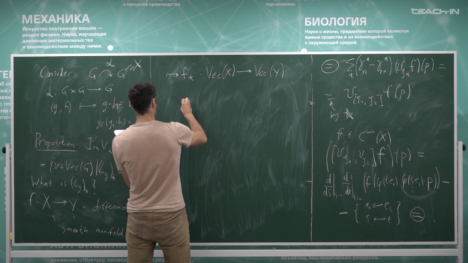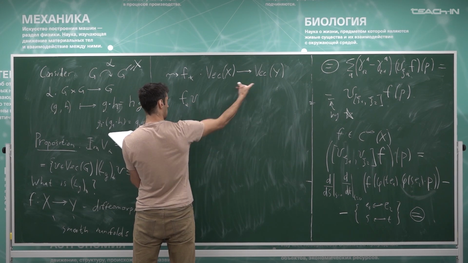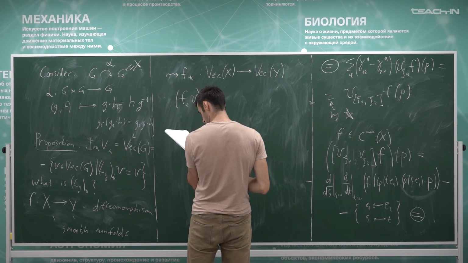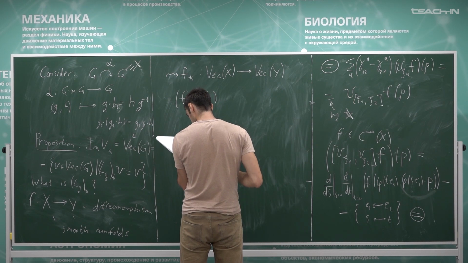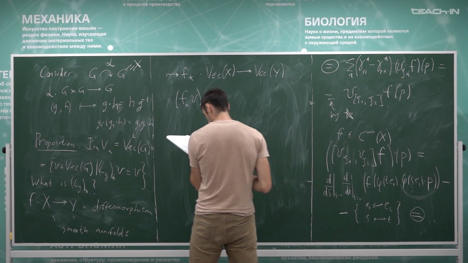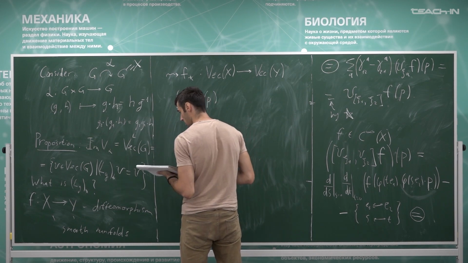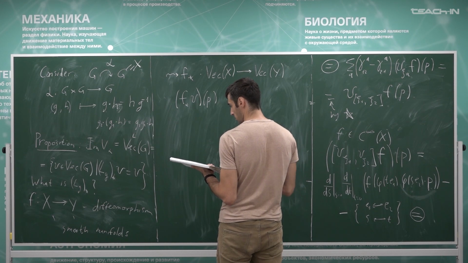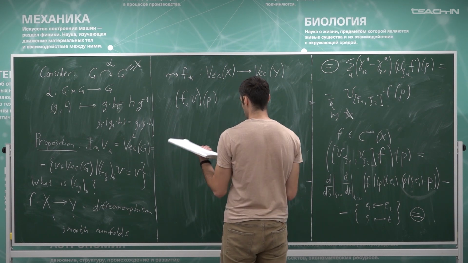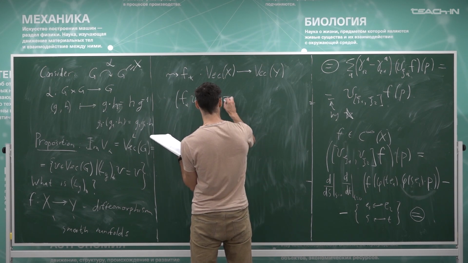So how does it work? F star applied to V is another vector field. I compute its value at a point P, where P is a point in Y. It's a diffeomorphism. Therefore, we need a diffeomorphism in order to define F star, because then I can write the following formula.